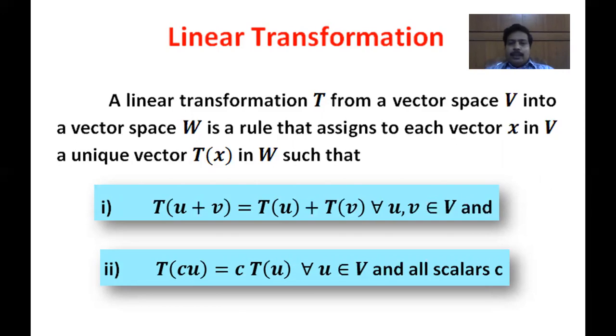So basically a linear transformation is a function from one vector space to another vector space with these two additional rules: T(u + v) = T(u) + T(v), and T(cu) = cT(u). If these two rules are satisfied by a function between two vector spaces, then we can say that it is a linear transformation.